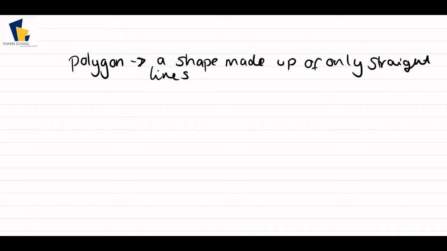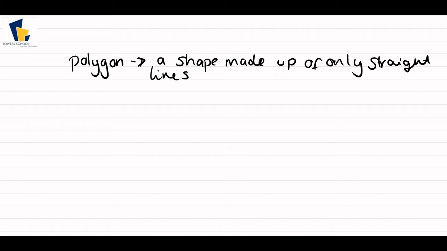Today we're going to be looking at calculating the internal angles of polygons. First of all, we need to know what a polygon is. A polygon is a shape that is made up of only straight lines. Can we copy this down for me, please? Pause the video here.